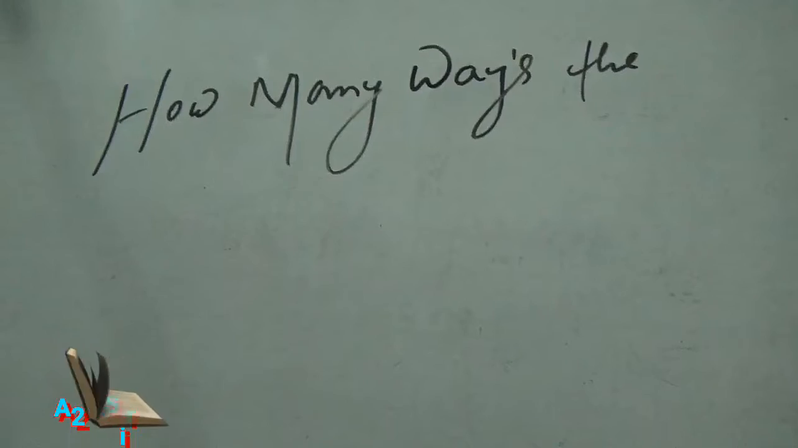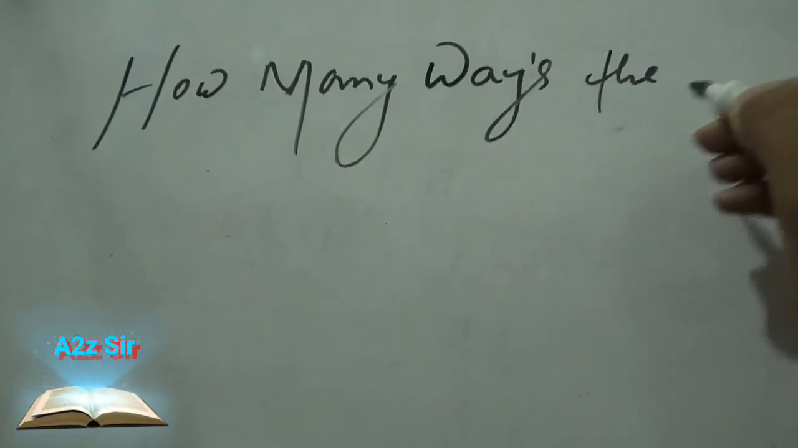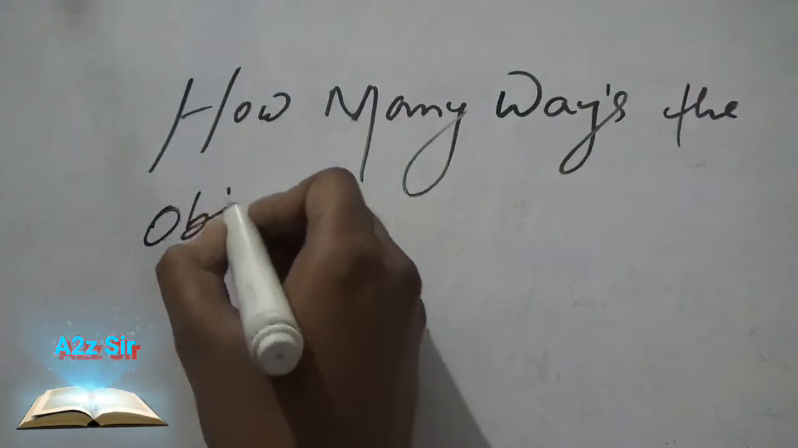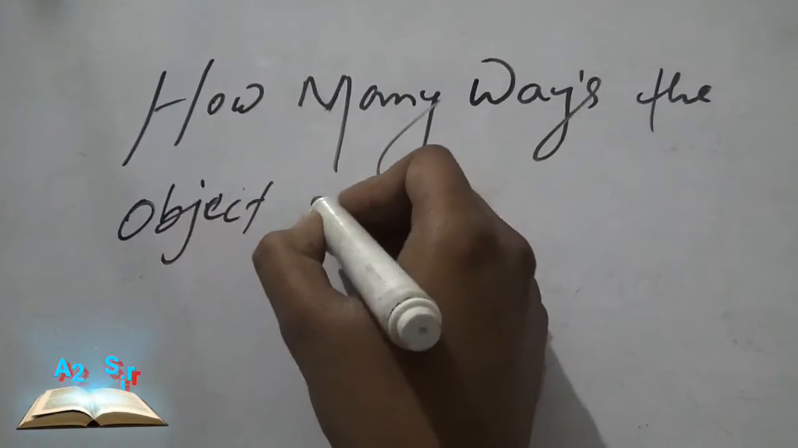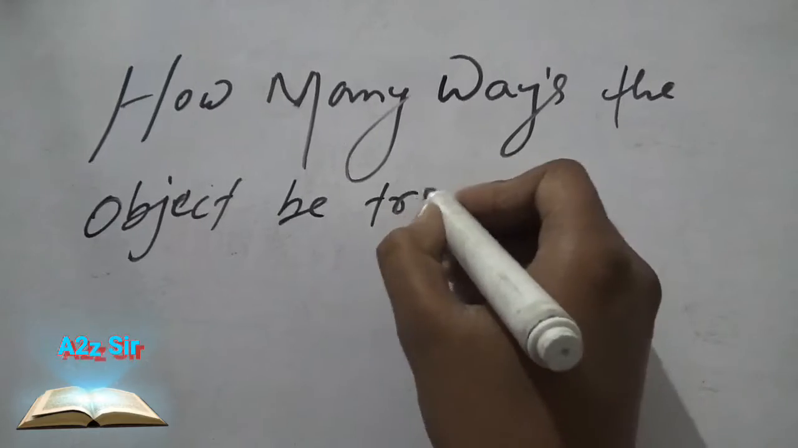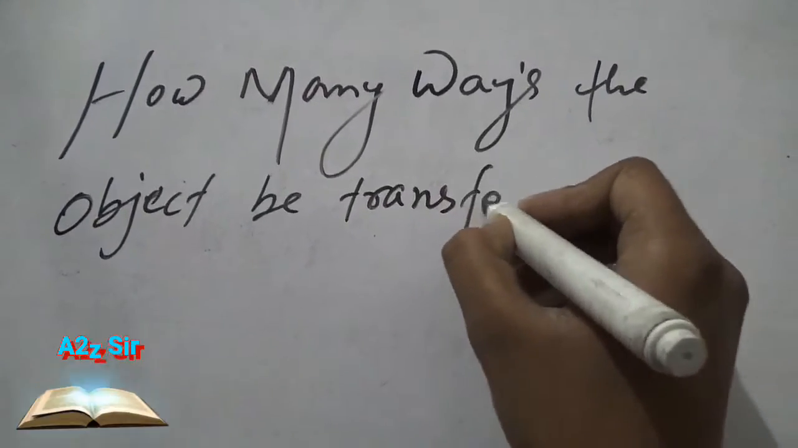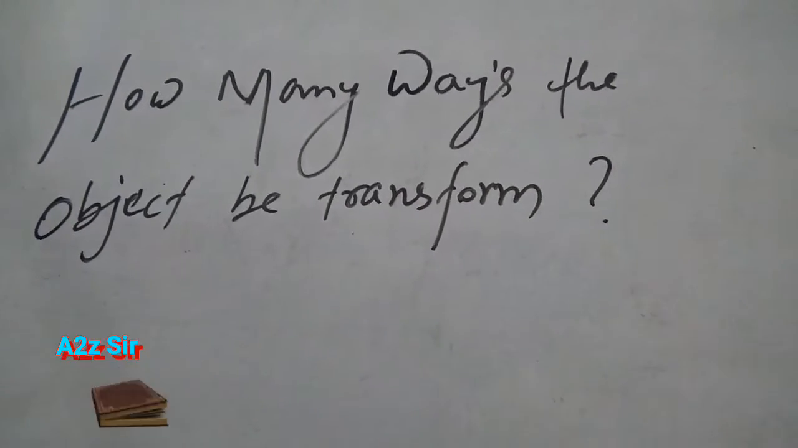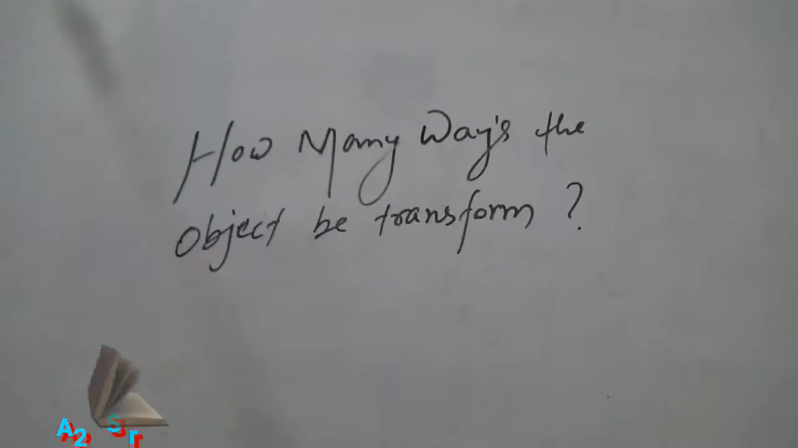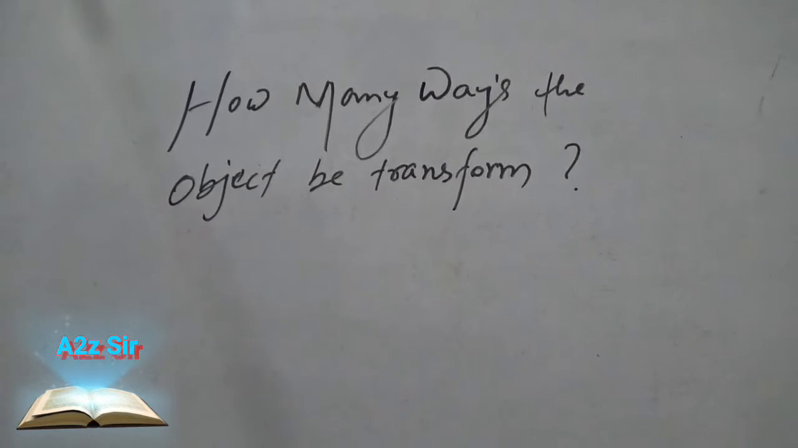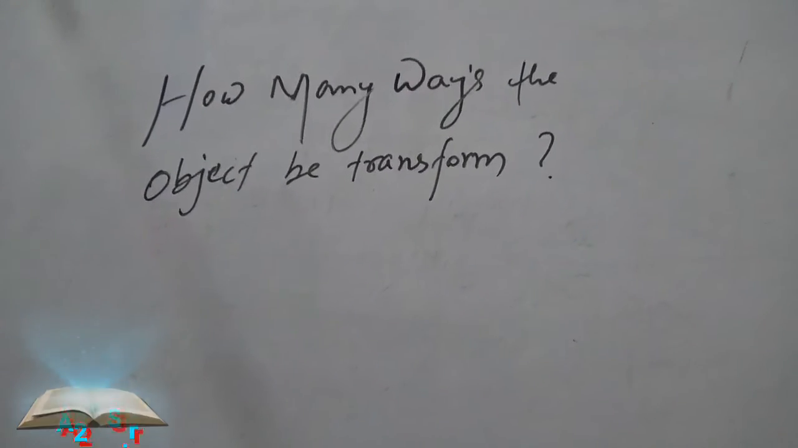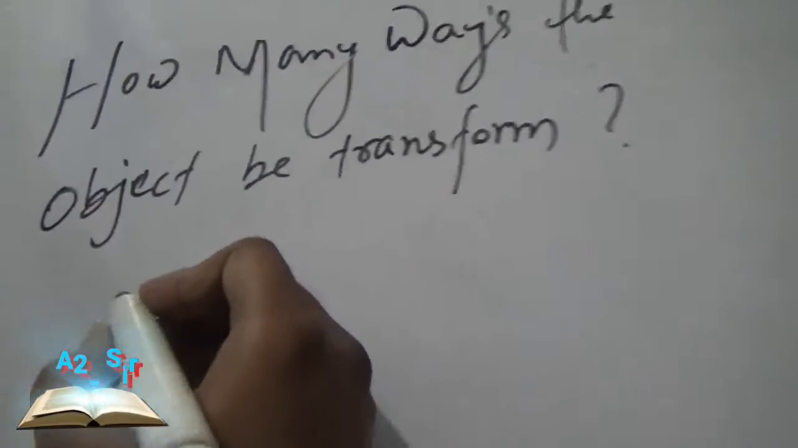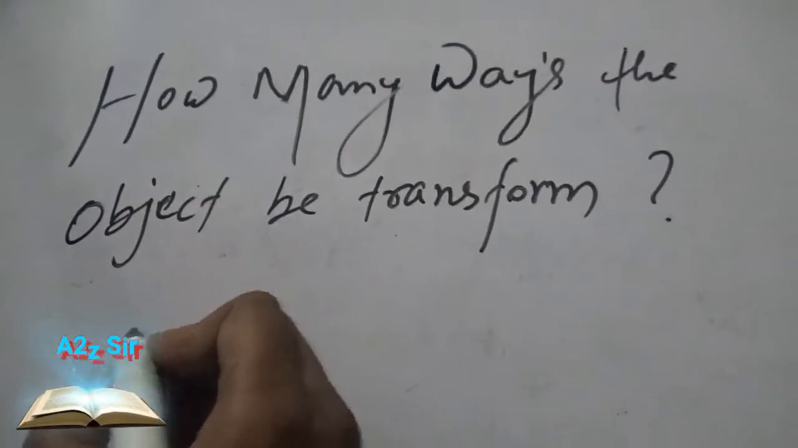We are talking about how many ways the object can be transformed. Mathematically, we are using these methods for the transformation of the object.